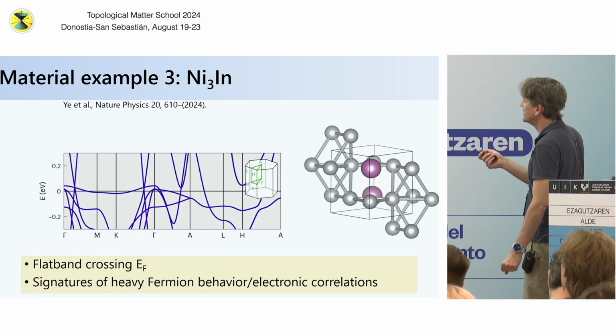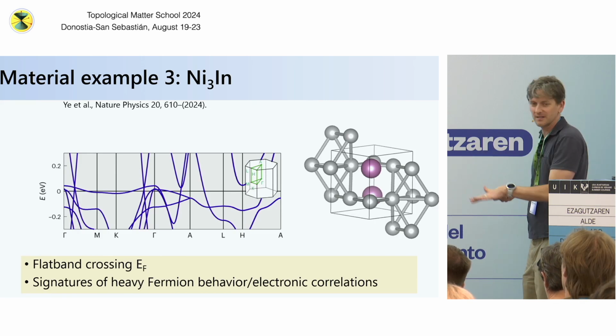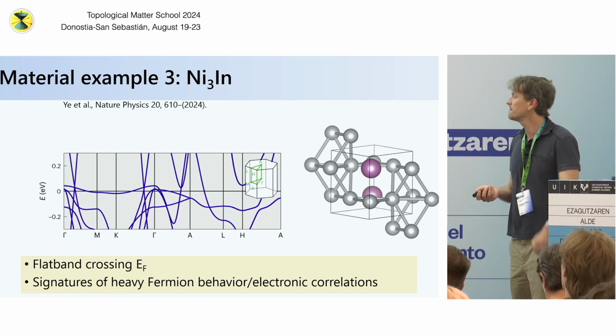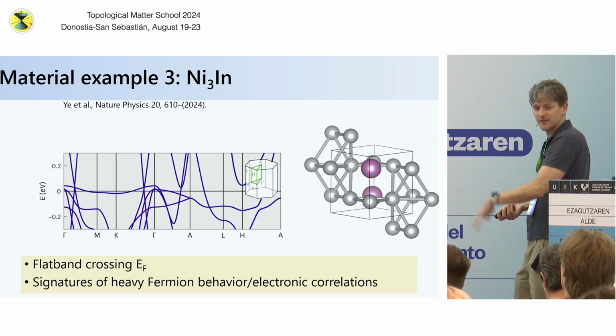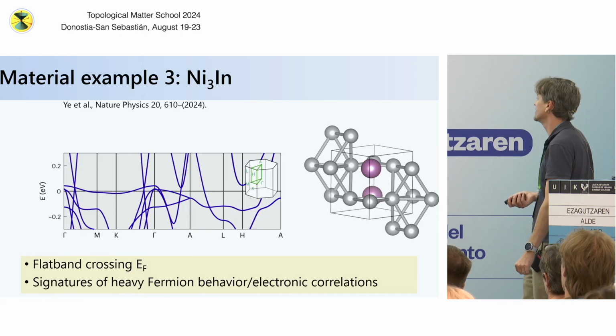And in this case, this is some work by Joe Checkelsky's group. You can see here that there's a flat band that's predicted by DFT to be at the Fermi level, okay? And this is natively at the Fermi level, so there's no disorder that is required to be introduced to basically alloy the system or anything like that. Okay, and so that's interesting.